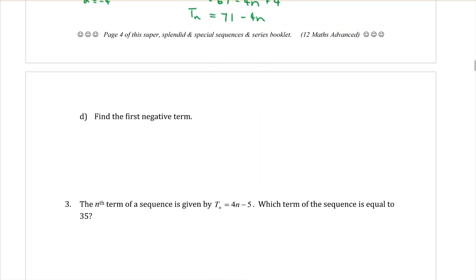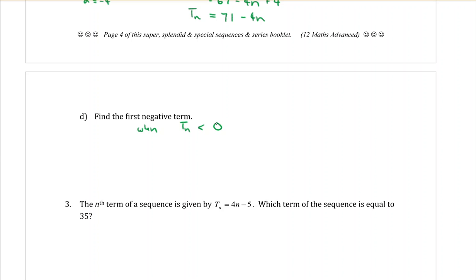Part D says to find the first negative term. So we could see, if we think back to part A, our series was starting at 67 and it's going down. 67, 63, 59, 55, they're going down. When is it going to hit that point 0 and go into the negative numbers? Okay, so we did this yesterday. What we did was we said we want to find when the term is going to be less than 0.